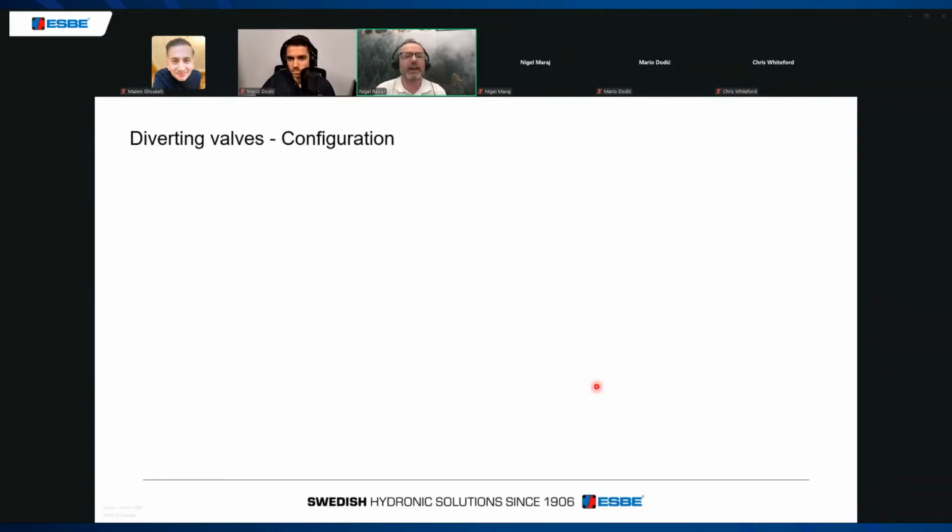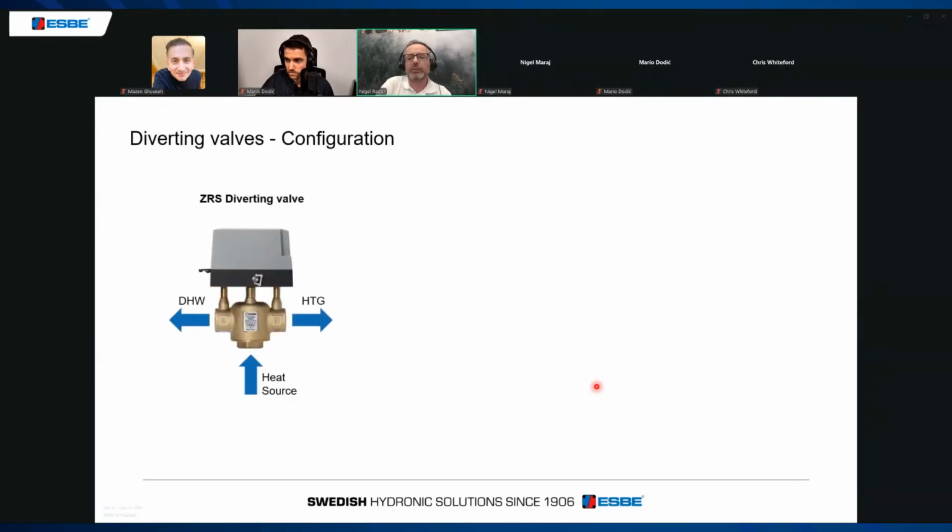So we'll move on to diverting valves. You remember from the original schematic, it was the first point that the water hit. I'll just talk a bit about different configurations of the diverting valve. This is a traditional sprung return diverting valve that you might be familiar with from gas installations, and they've been used many, many years in the UK, where we have the heat source coming in.